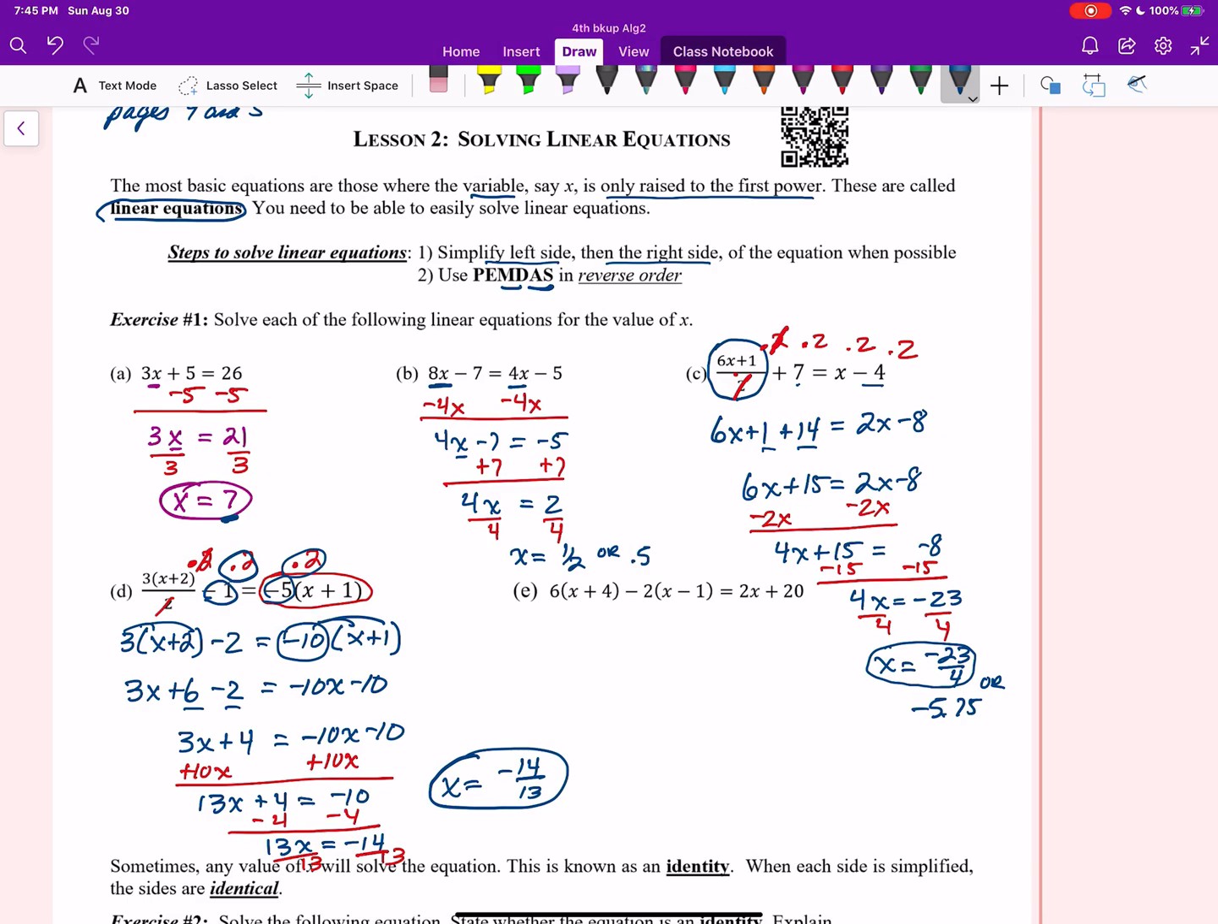Looking at the equation in E, solving for x, on the left-hand side we have distributing to do. 6 times x is 6x. 6 times 4 is positive 24. And we distribute the negative 2, and make sure you pick up the sign. All right, so negative 2 times x is negative 2x, and negative 2 times negative 1 is a positive 2.